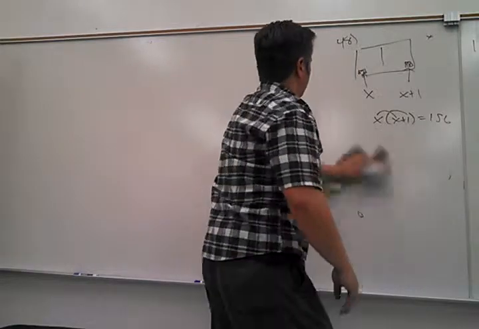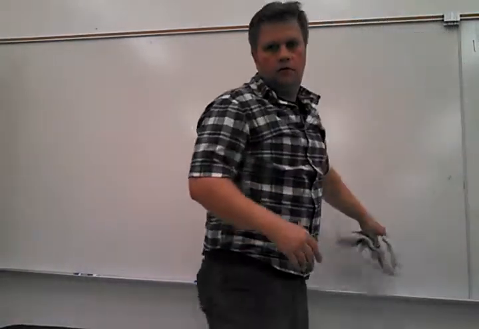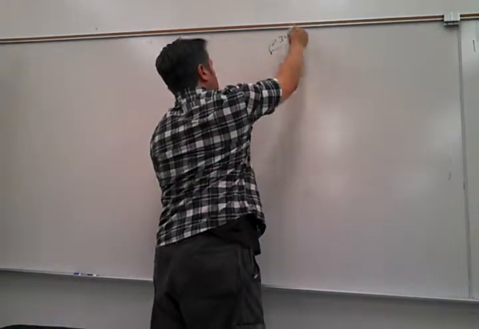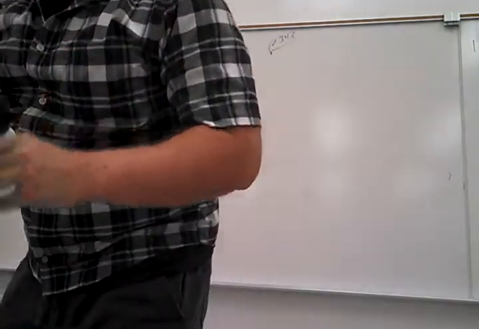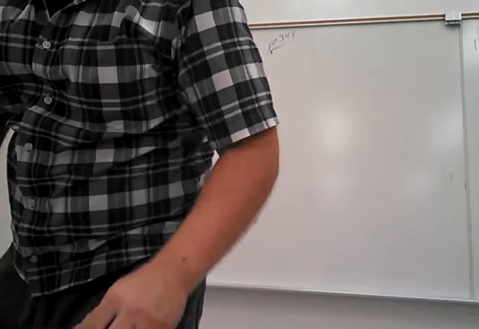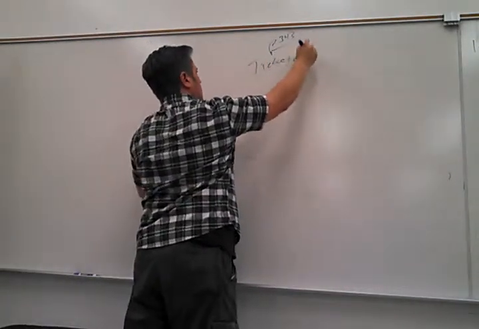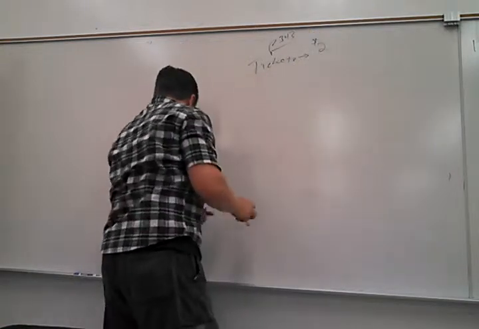So in the McKeague book, if you have the blue book, it's page 343. It's the one about the adults and the kids going to a show. Tickets cost $2.